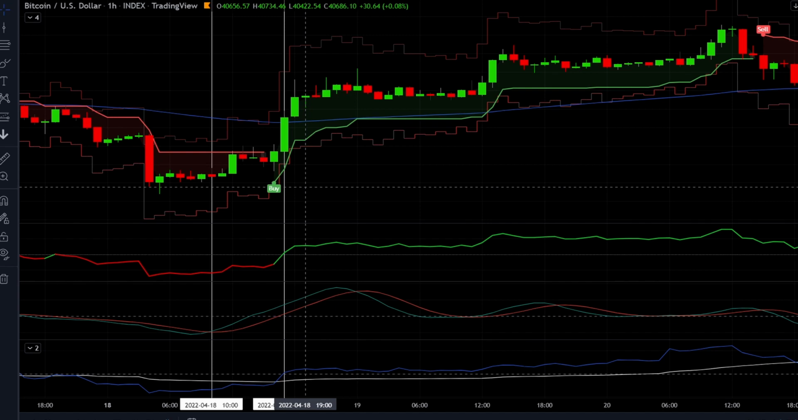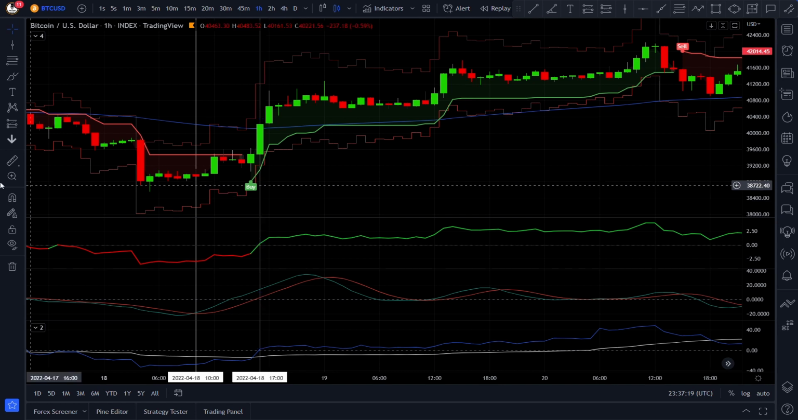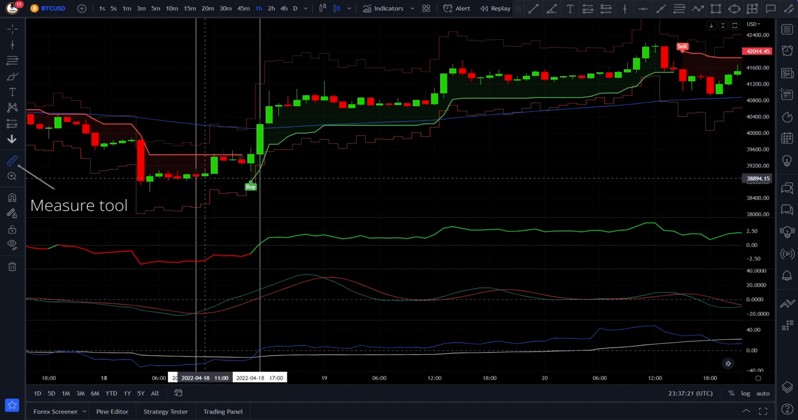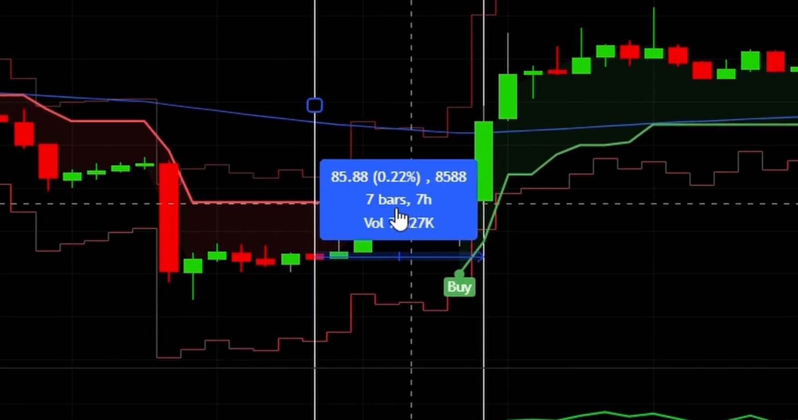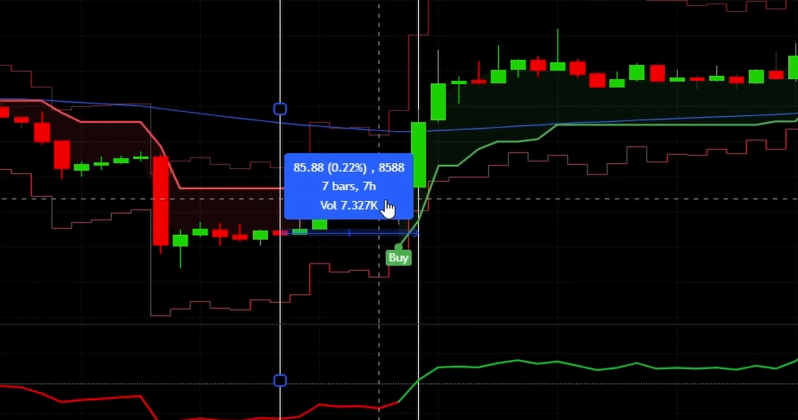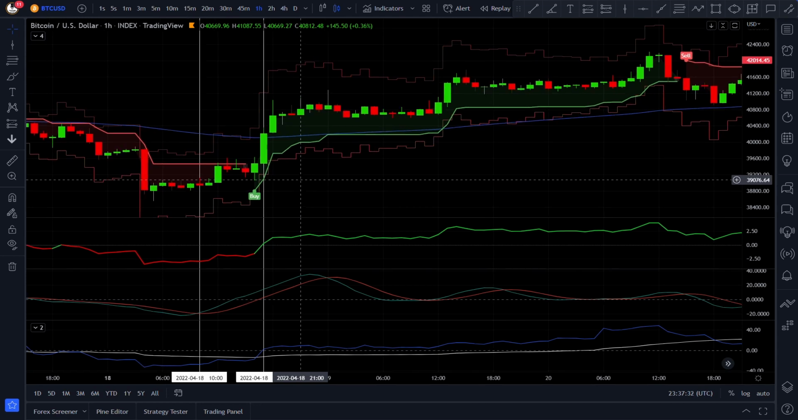Now we have to check how many candles are between the first and the last entry signal. If the candle count is below 20, we are good to enter. Click on the measure tool and let's measure the difference. As you can see, there are only 7 candles between the first and the last entry signal, so we are allowed to enter. Before entering, we have to check our 2 filter indicators to see if they also agree.